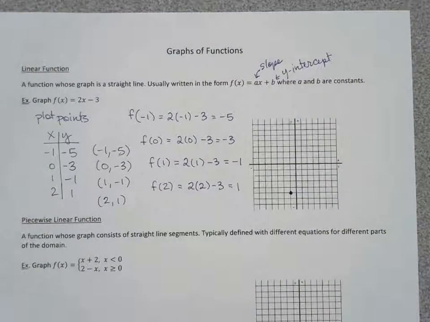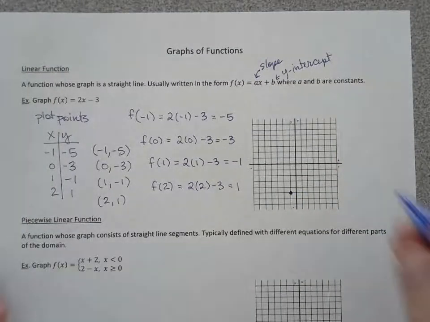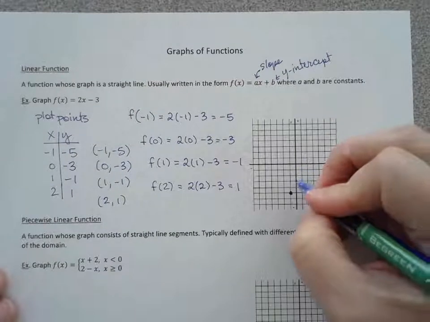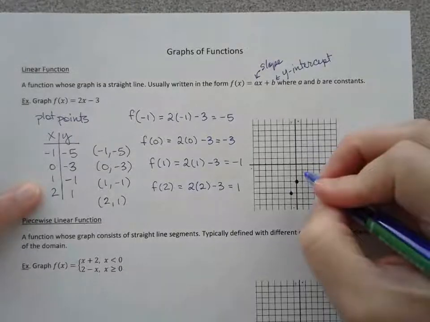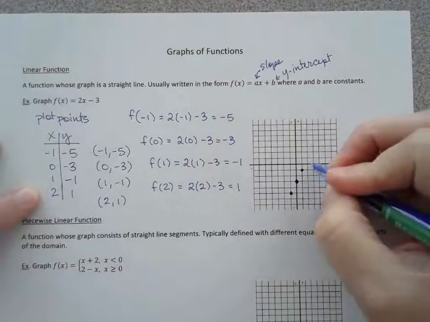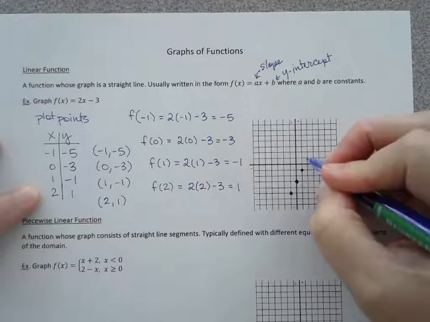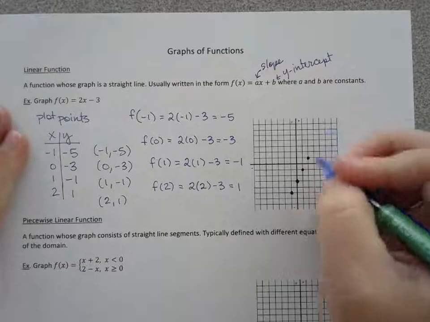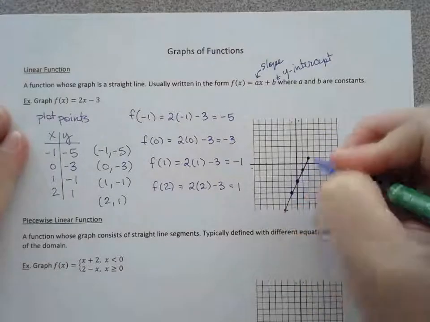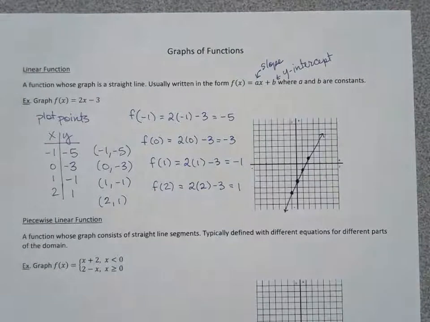Okay, so -1, -5. And then we have the point 0, -3. So 0, -3 is going to put us on the y-axis. It's actually the y-intercept. Then we have the point 1, -1. And then we have the point 2, 1. So I'm going to go to the right 2 and up 1. Notice that all of my points line up to form this line. And so to complete the graph, I just draw on the line, and there's the graph of my linear function.